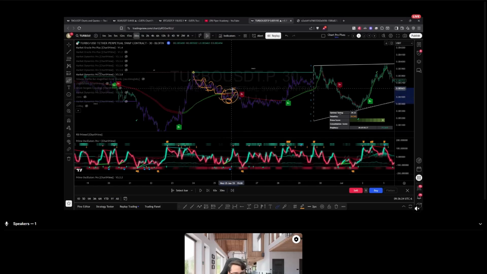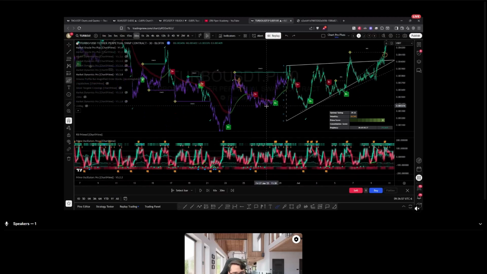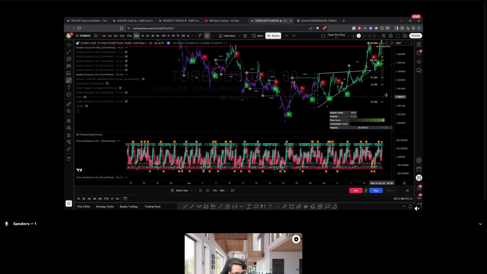This change of character was a fake out, but if you take a look at the bigger picture, you have right here a bigger break of structure, despite you have a smaller change of character. So, what gives, right? That depends on how big of a break of structure and change of character you're looking into, all right? Let me just zoom out, and that's why when you zoom out in here, it makes much more sense, right?